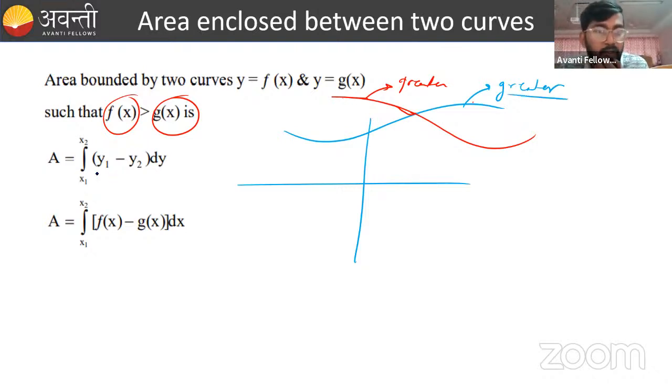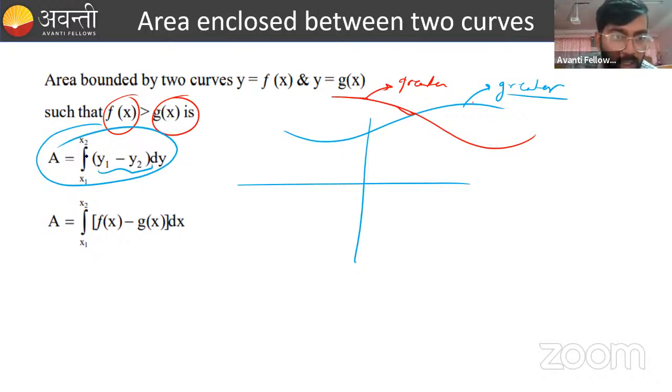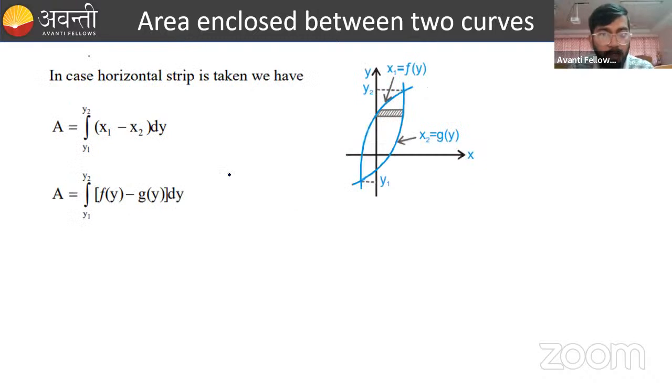So we write it as area equals integral of y1 minus y2 dy, or x1 minus x2. What is y1? The first function, and y2 is the second function. We first find out in which interval which function is greater, and then we apply the normal integration that we have studied till now.